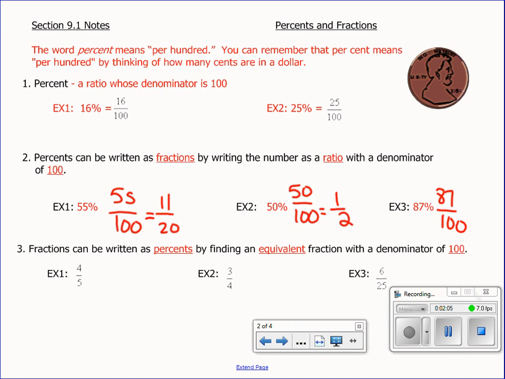So in number 3, fractions can be written as percents by finding an equivalent fraction with a denominator of 100. So for example, say you had a quiz. You had 5 questions on your quiz. You got all 5 of them right. You made 100. Okay, your neighbor only got 4 out of 5 right. So we're going to determine what your neighbor's score is. So 4 out of 5, we're going to set that up in a proportion. We can see that 5 times 20 is 100, so 4 times 20 is 80.